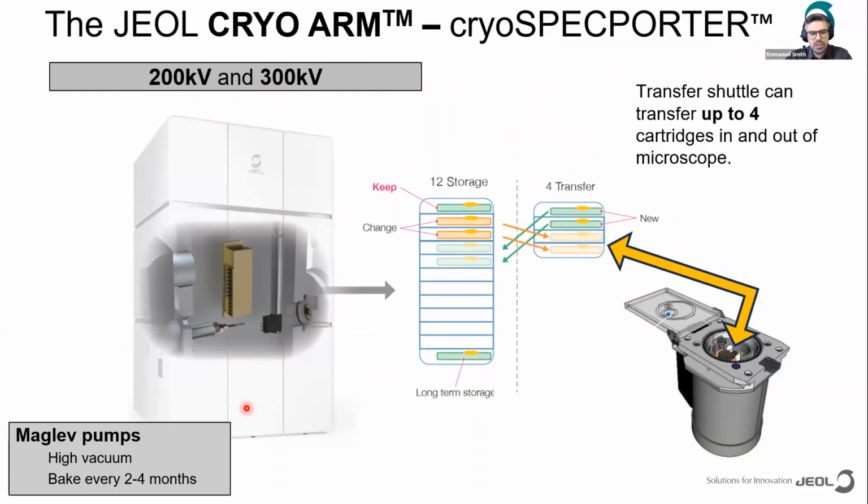Now, the microscopes also come with magnetically levitated pumps that constantly maintain high vacuum, and that reduces the frequency of cryocycling. So the recommendation is every 2 to 4 months. We see users doing it more frequently and others doing it less.